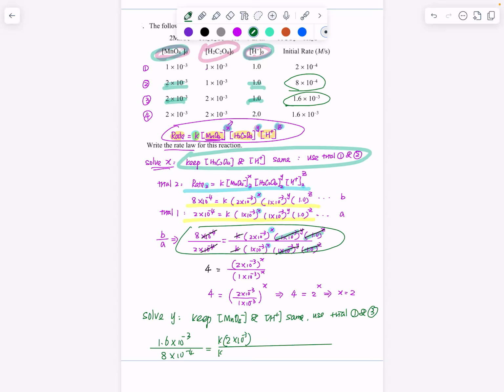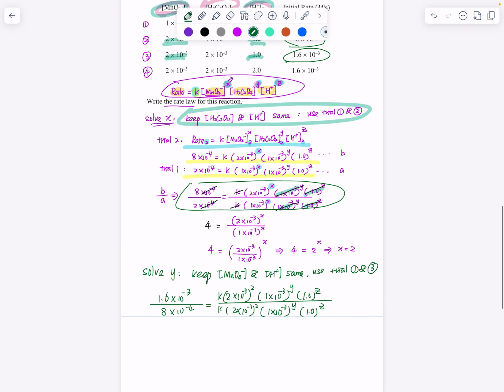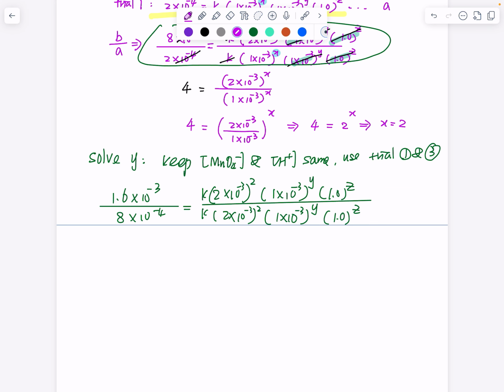At this moment, we don't really have to write x anymore, we already know it's 2, so I'm going to write 2. And multiply 1 times 10 to the power negative 3, raised to the power y, and 1 raised to the power z. On the denominator is 2 times 10 to the power negative 3, again squared, and 1 times 10 to the power negative 3 to the y, and 1 to the z. Come to this point, that cancels out, that cancels out, that cancels out. That's how it's supposed to work out, that's the whole point.